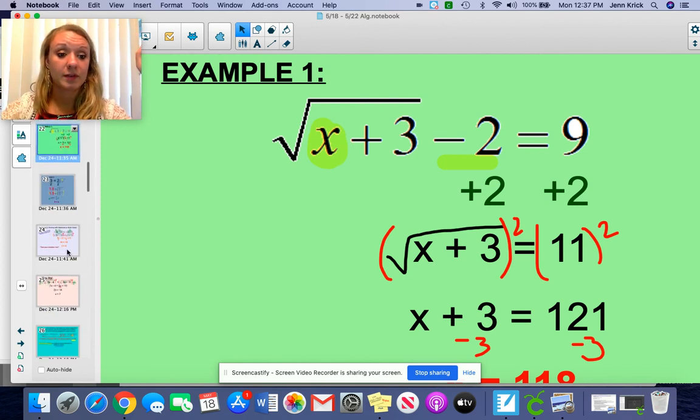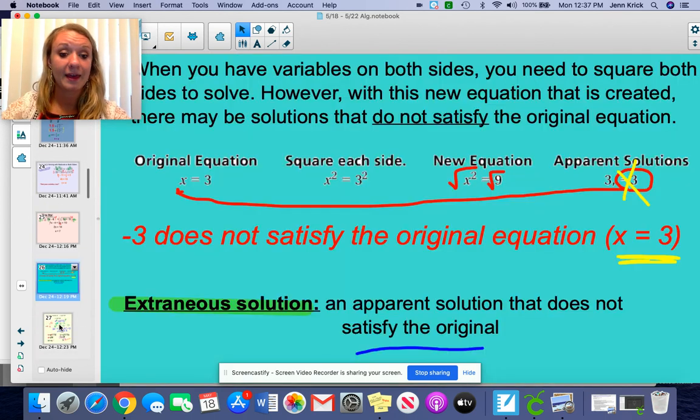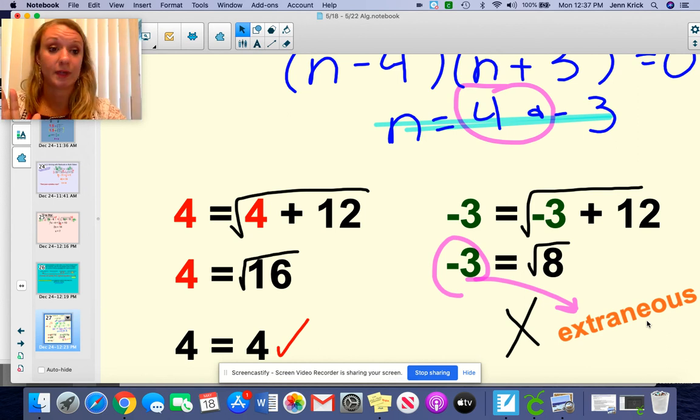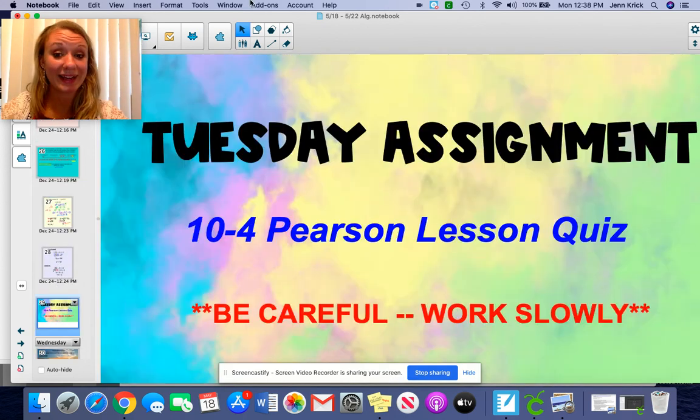We also talked about the importance of testing our solutions, which means that we take our solution, we plug it back in to make sure that it's correct. If, when we do that, we get one that makes it not true, that means that that solution is extraneous. So there are some times when you can have no solutions, meaning they're all extraneous. You can have one real solution, one extraneous, or 2 real solutions. Okay, so it's important to check. All right, and I think that's it.